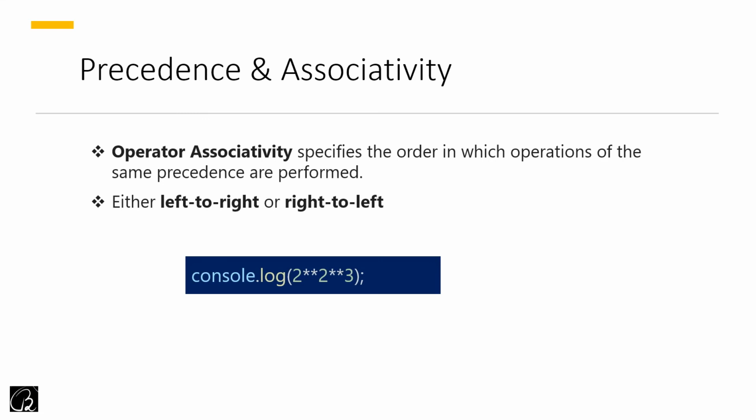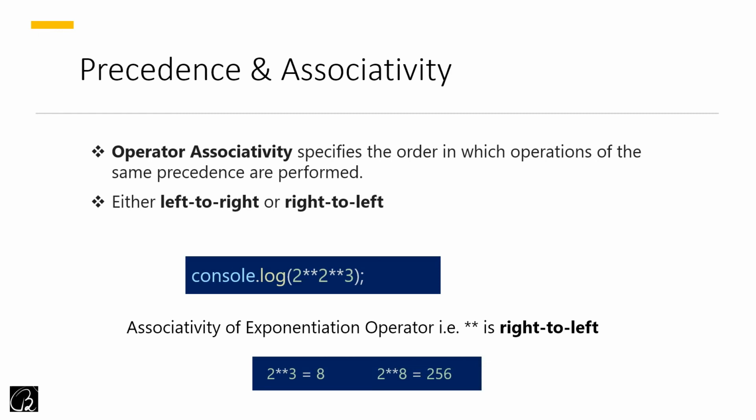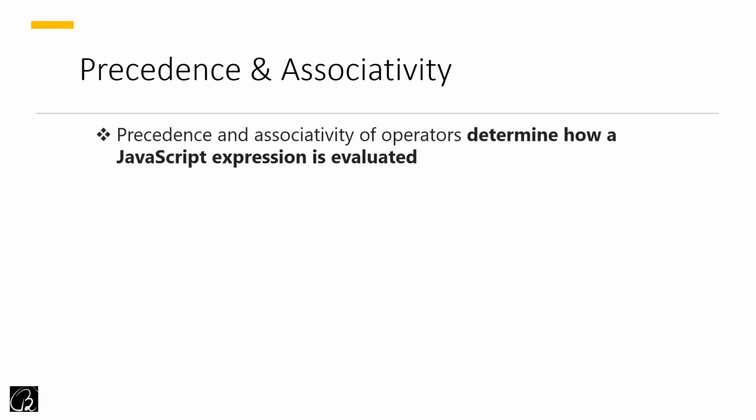Again, you're facing some difficulties, right? Because here we have only a single operator, so we don't have to worry about precedence, but we have to worry about associativity, like where I should start, either from left to right or right to left. Here the associativity of the exponentiation operator is right to left. So this is how it will be executed. In the rightmost part, we have 2 exponentiation 3, that is 2 to the power 3. You will get 8. And then the leftmost part would be executed, that is 2 exponentiation 8. You will get 256.